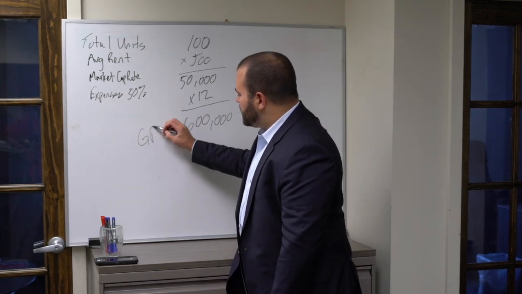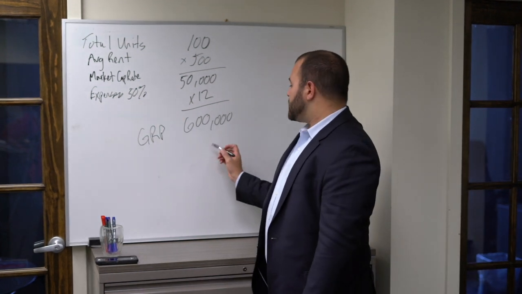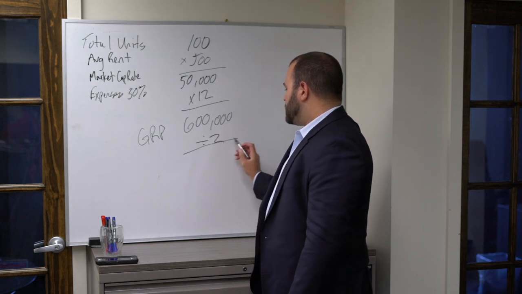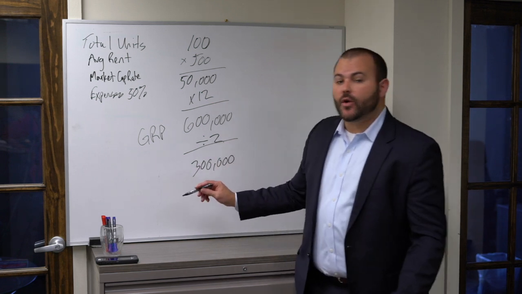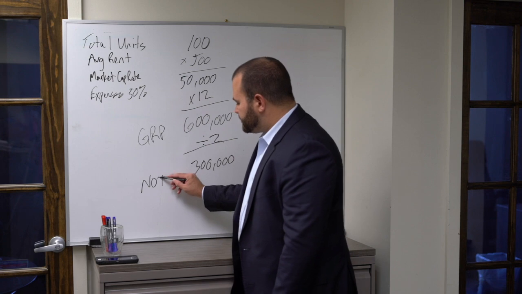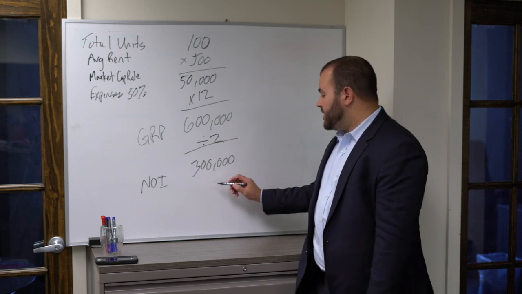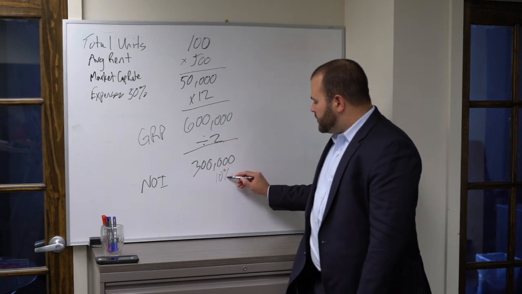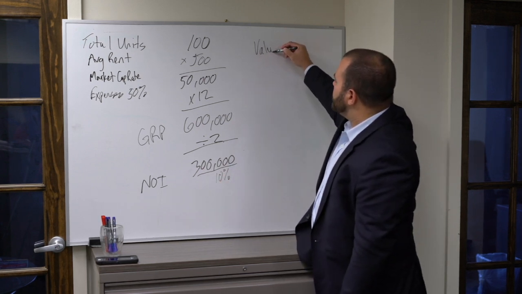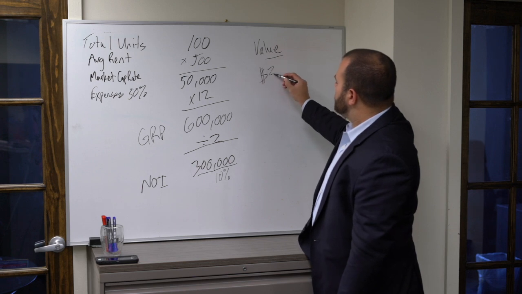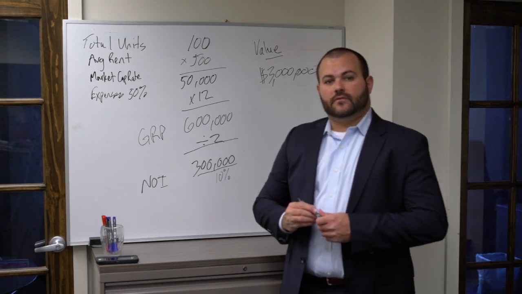So your GPR, gross potential rent. You take a 50% expense ratio, so you divide by 2. $300,000 is your NOI, your net operating income. You take your market cap. Let's just say the market is at a 10 cap. So 10 cap. You divide. You get a high level value of $3 million. So that's what the property would be worth.